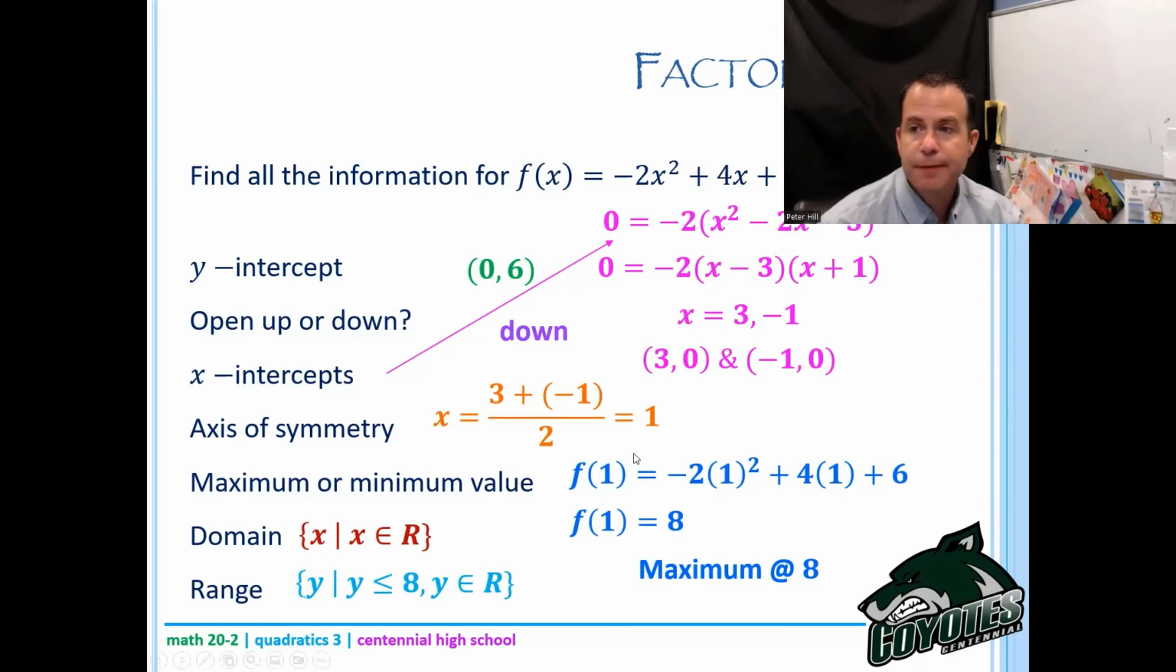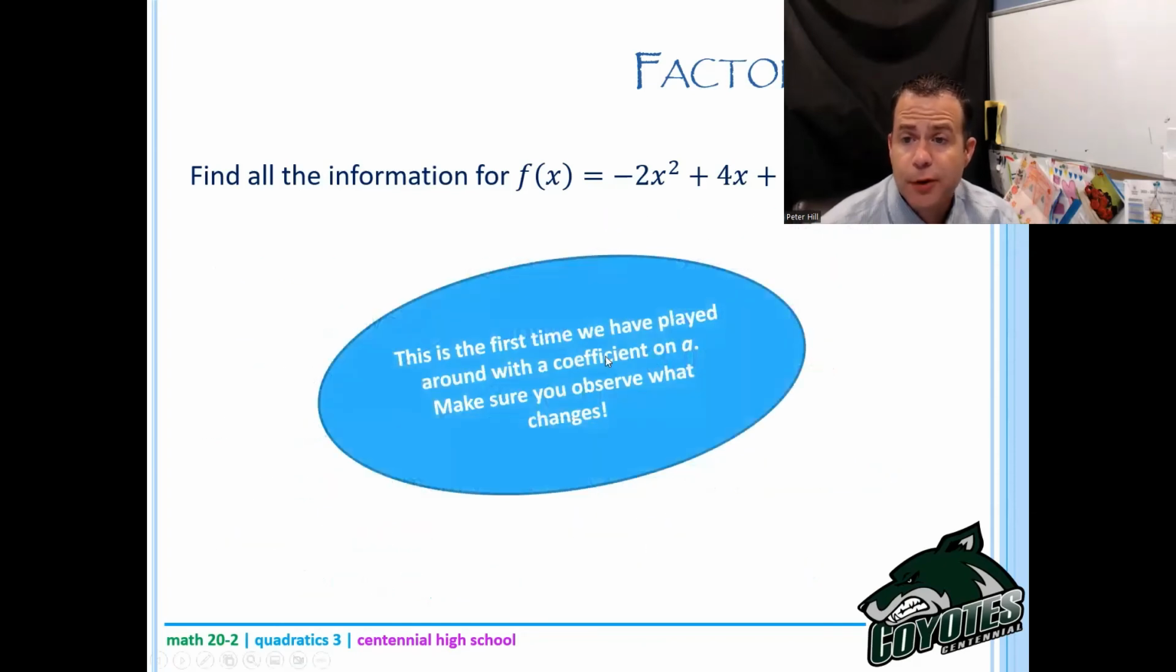I'm going to take all these features, put them on the graph, and see if we can connect the dots into a nice parabolic shape. One thing I do want you to think through, though: this is the first time we played around with the coefficient on A, right? All we did in that last lesson yesterday was have A be positive or negative. We never threw a number there. So observe when you go to graph this, if you notice anything different about this graph, okay? You can pause me if you need some more time.